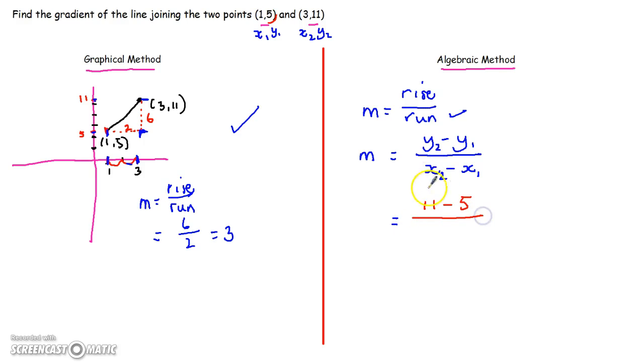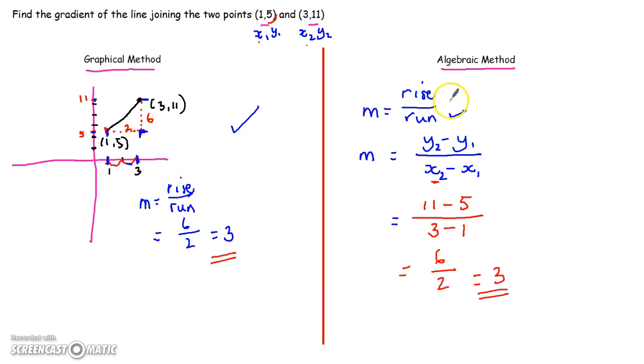Divide that by the x from the second bracket, which is up here, 3. Take away the x from the first bracket over here, which is 1. 11 take 5 is 6, 3 take 1 is 2, 6 divided by 2 is 3. Our gradient is 3, just as we expected.